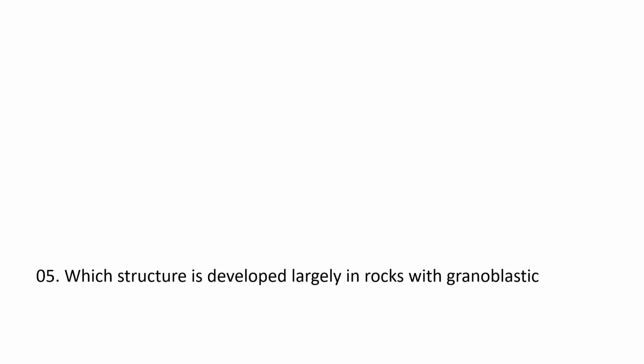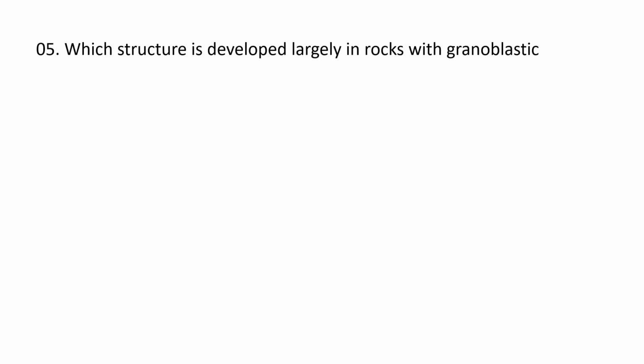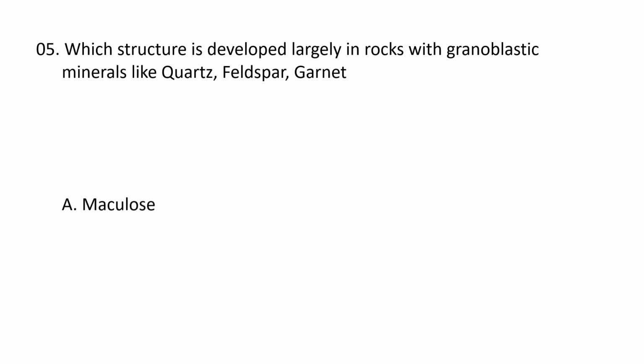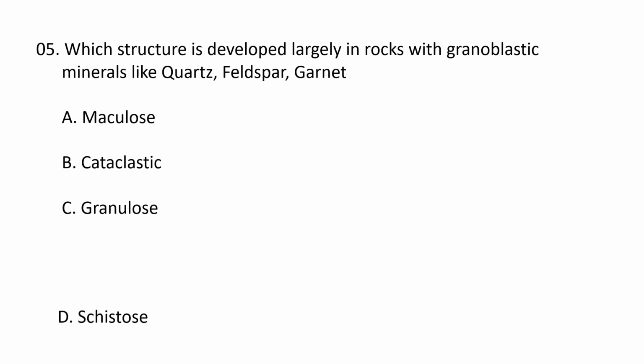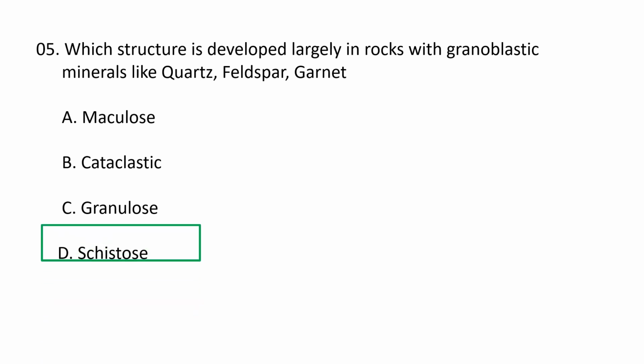Next question. Which structure is developed largely in rocks with granoblastic minerals like quartz, feldspar, garnet? So the choices are A. Maculose, B. Cataclastic, C. Granulose and D. Schistose. So the correct option is granulose.